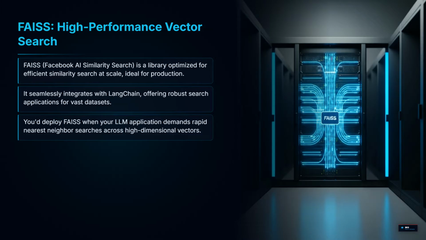When you're dealing with massive datasets and need lightning-fast similarity searches, FAISS is your go-to. Developed by Facebook AI, it's built for high performance and scales incredibly well. Teams leverage FAISS within LangChain for production environments where low-latency retrieval and handling large volumes of high-dimensional vector data are non-negotiable. This means your LLM can pull relevant information almost instantaneously, no matter the scale.